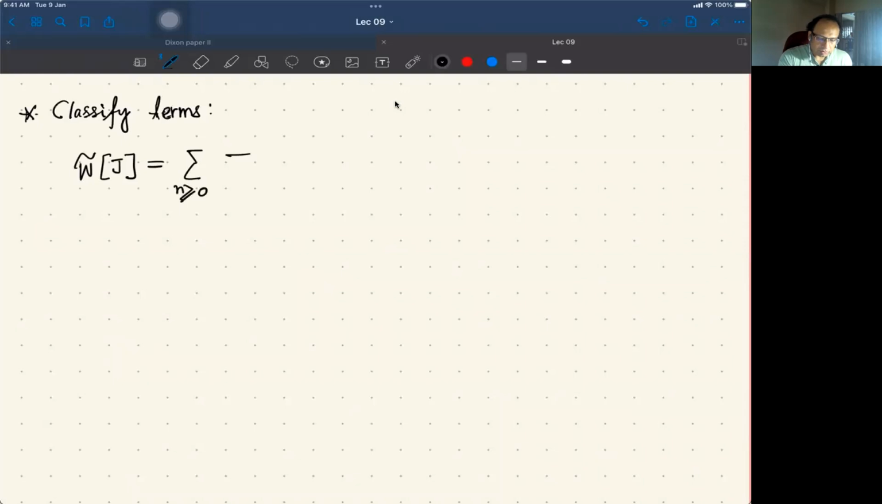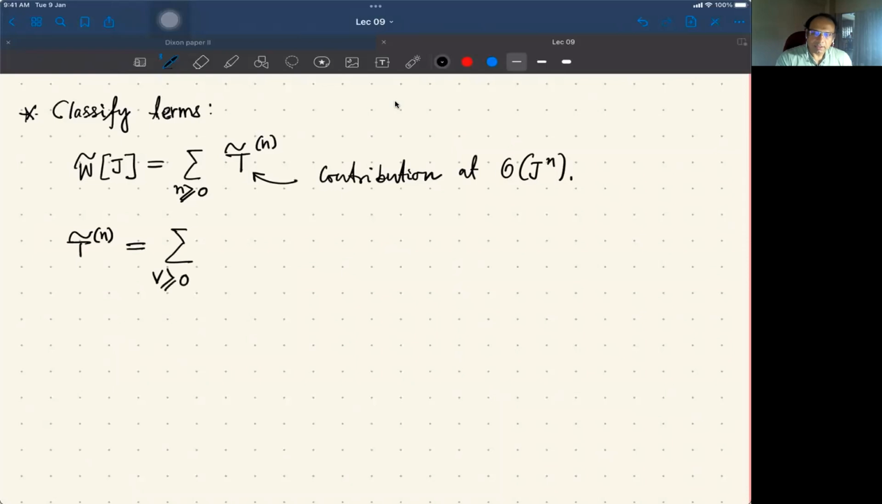n greater than or equal to 0, T tilde n, where this is a contribution at order j to the power n, which means there are n sources, and each T tilde n can have contributions for many possible values of the number of vertices, and that's given by T tilde n sub v. So this is a contribution at order g to the power v, which means v number of vertices.